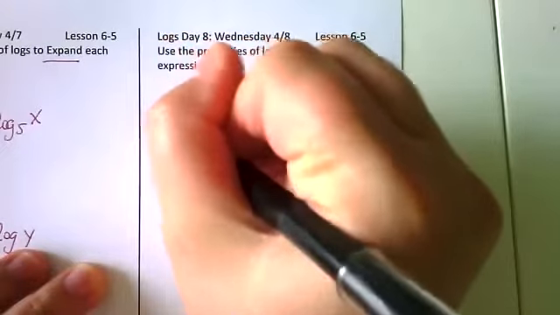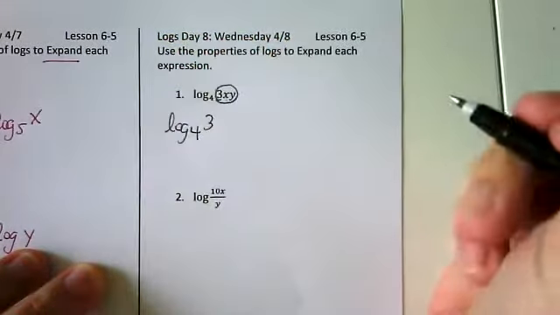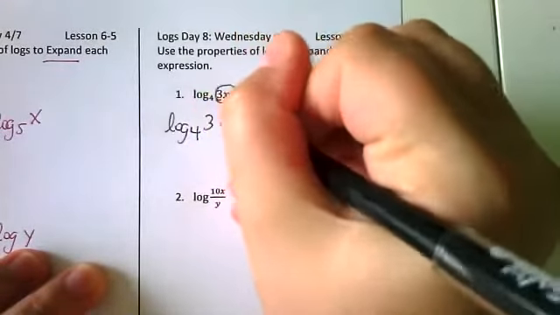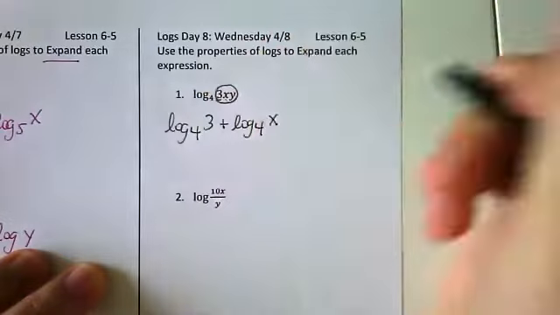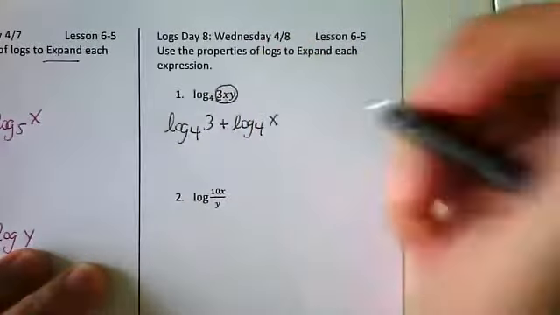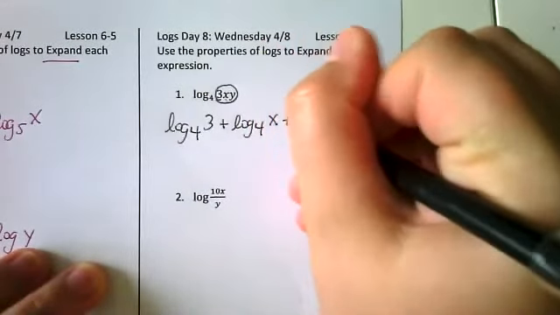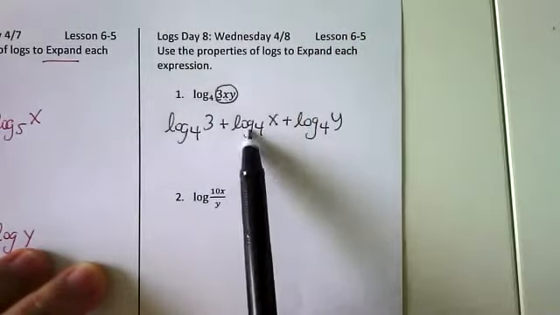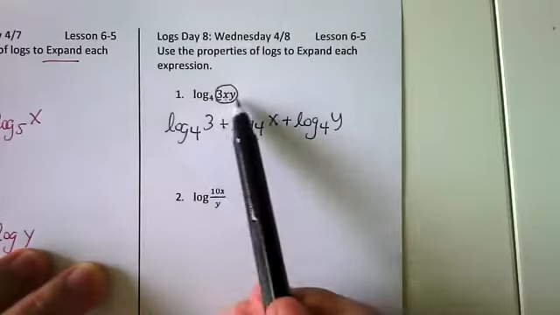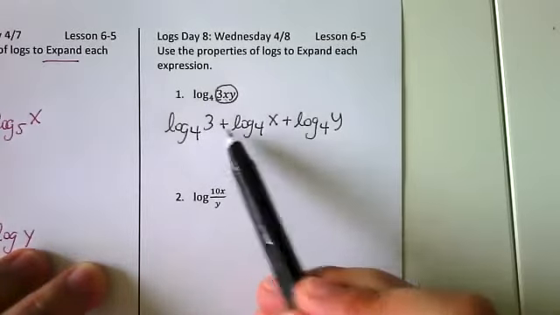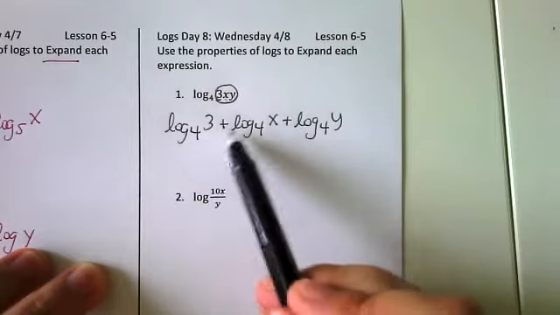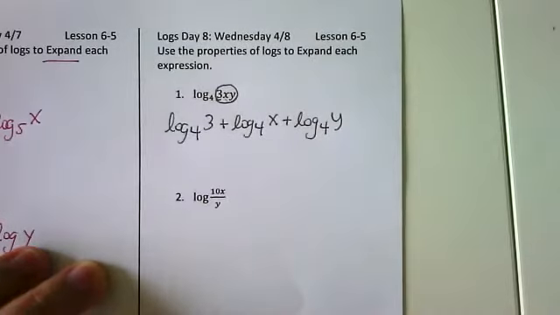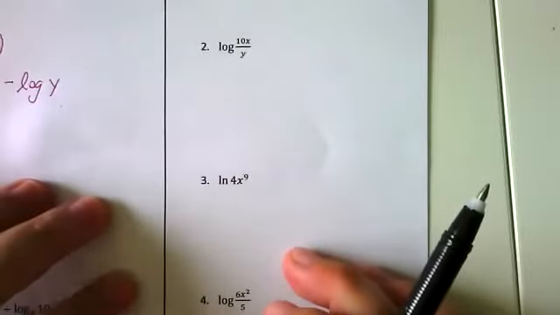So I've got log base 4 of 3. 3 and the x are being multiplied together, so I'm going to put plus log base 4 of x. And then the y is also being multiplied, so again, that's going to turn into addition, log base 4 of y. Okay, so 1, 2, 3 logs because I have 1, 2, 3 terms. And then I just have to figure out the signs in between here. So because these are multiplication, they're all going to be addition. Okay, so moving on to question number 2.